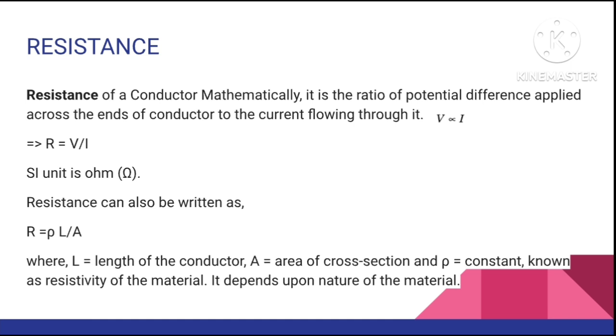Resistance depends upon a few things of the conductor: it depends upon the length of the conductor, it also depends upon the area of cross section of the conductor, and it also depends on the nature or the material of the conductor, that is called rho, the resistivity of the material.